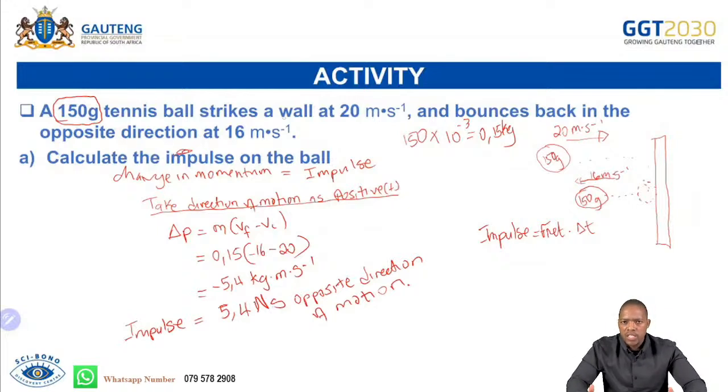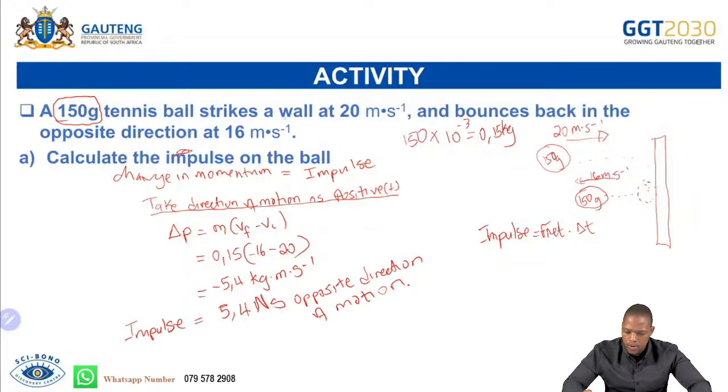So we must not stress. We must not start thinking, what do they expect me to do? We must just simply remember that the impulse is equal to the change in momentum of an object. Therefore, you can use the change in momentum of an object to calculate the impulse of that particular object.